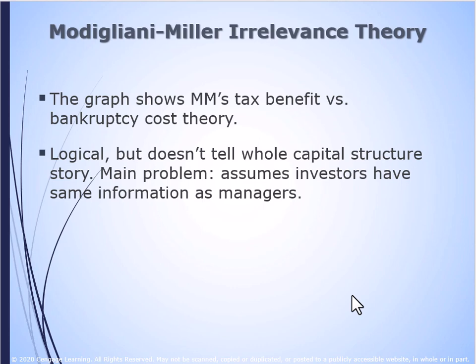So this previous graph obviously shows the tax benefits and the bankruptcy cost theories, but it doesn't tell exactly the whole story, right? The main problem is that it assumes investors have the same information as managers. So in theory, that graph seems to hold. The challenge, though, is that our investors don't have all the information that we have. So now we have to take into account how they are going to react with the amount of information that they have.